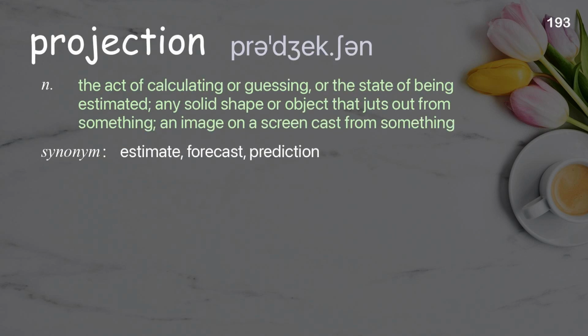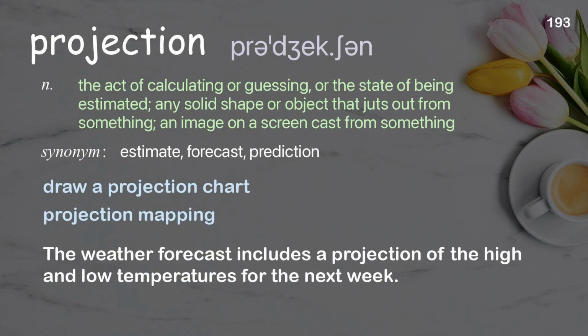Projection. The act of calculating or guessing, or the state of being estimated, any solid shape or object that juts out from something, an image on a screen cast from something. Examples: Draw a projection chart. Projection mapping. The weather forecast includes a projection of the high and low temperatures for the next week.